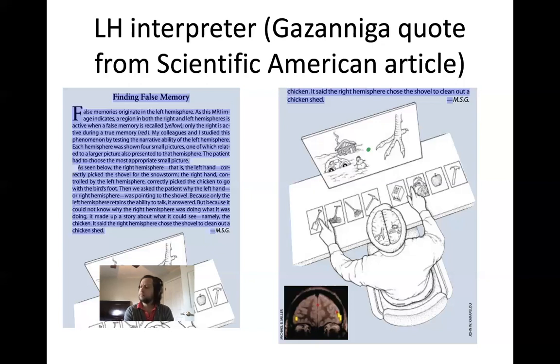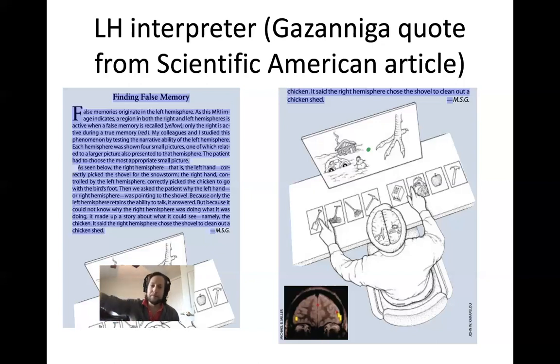Because the chicken foot, I guess, went to the left hemisphere, so it was in the right visual field, which went to the left hemisphere, and then the right hand is also controlled by the left hemisphere, so it's going to point to it.